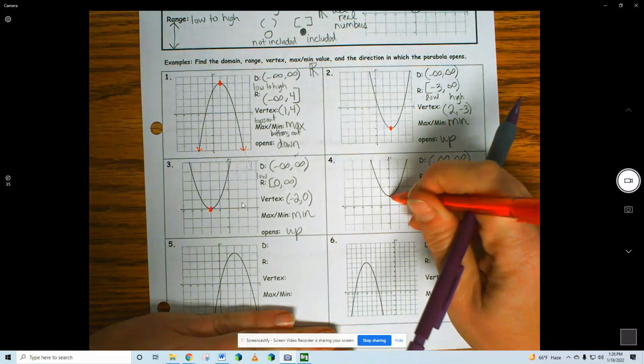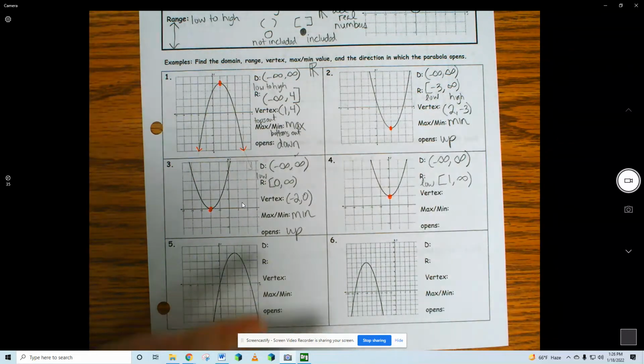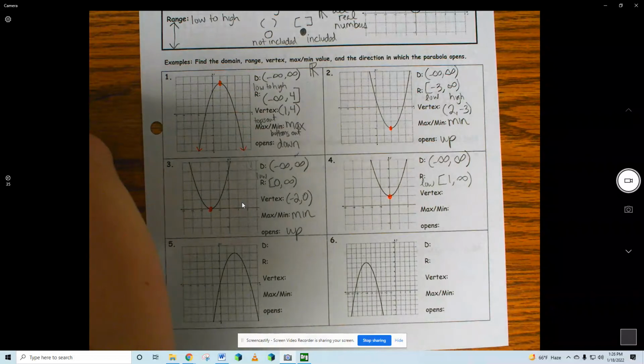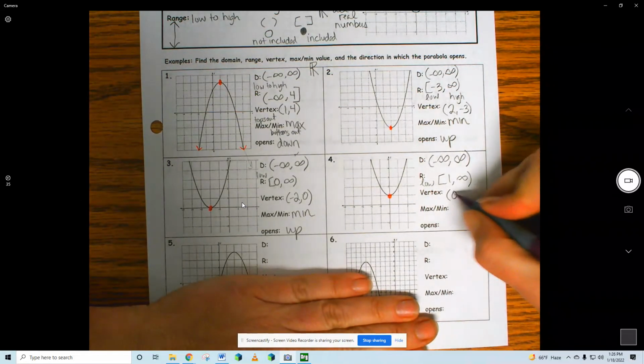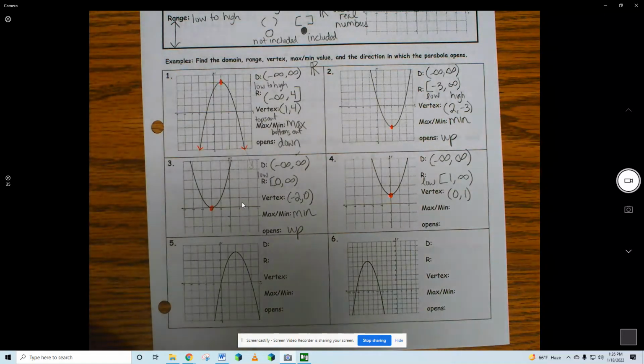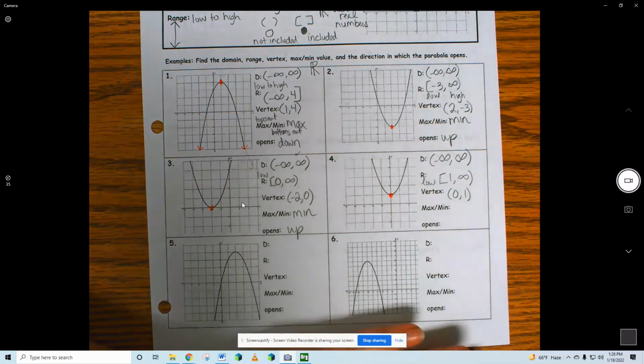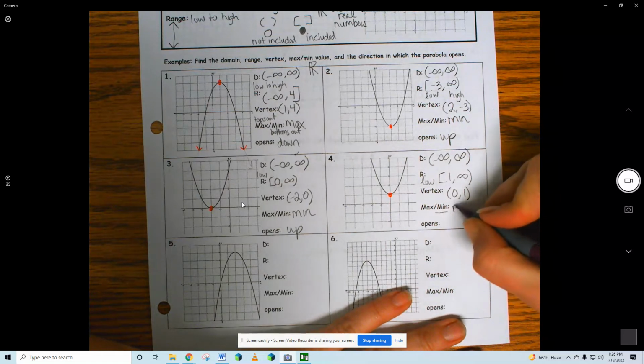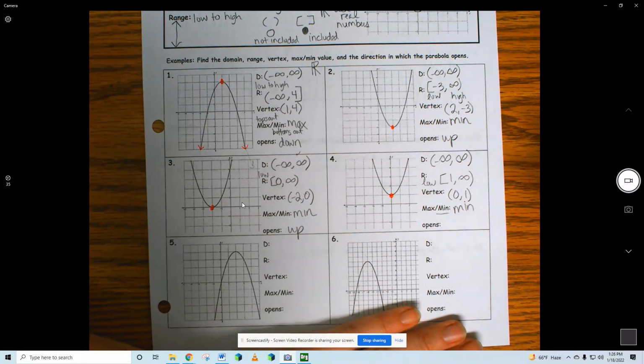My vertex. Is it 1, 0 or 0, 1? Because that's my y-intercept. 0, 1. Good. Is it a max or min, class? Because it has this low minimum point. Bottom opens up.